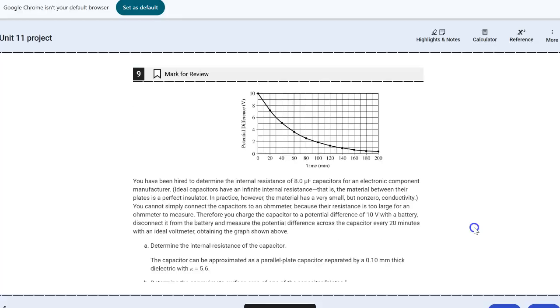Okay, so here's FRQ number 9 of the Unit 11 project. This one, then one more to go.